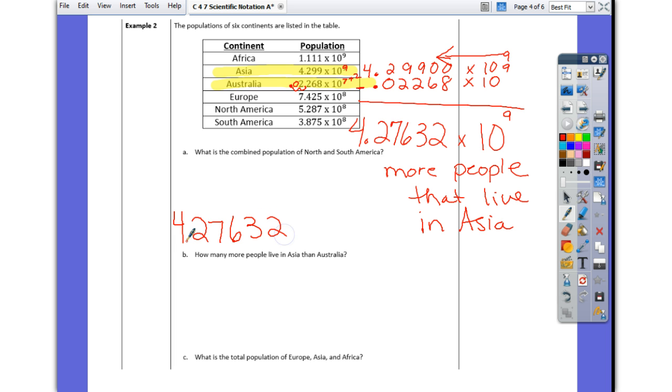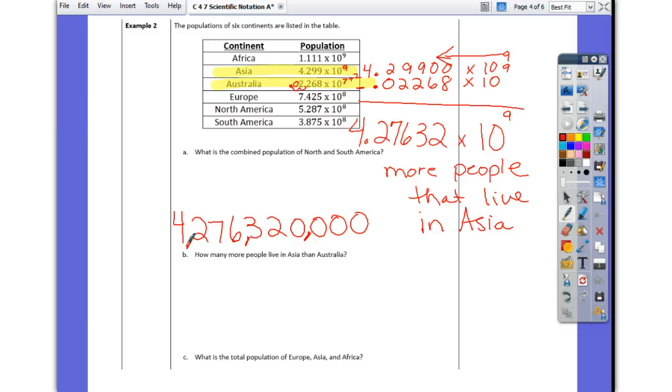42,763,200. Wait, no. Well, how many times do you have to move it? 9? 1, 2, 3, 4, 5, 6, 7, 8, 9. So we had to add another 4 zeros. 1, 2, 3, comma. 1, 2, 3, comma. 1, 2, 3, comma. 4,276,320,000. Yeah. 4 billion. That's how many more live in Asia than in Australia.